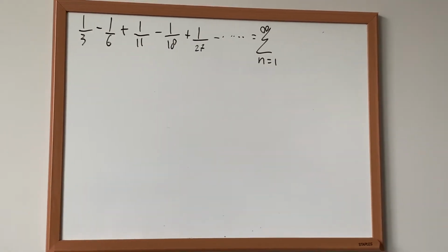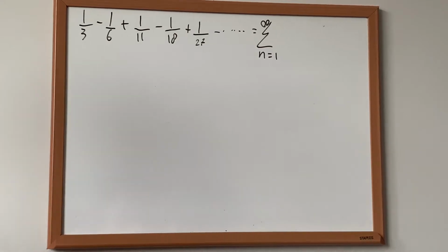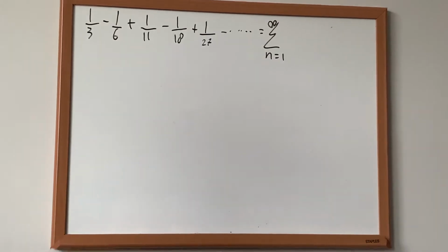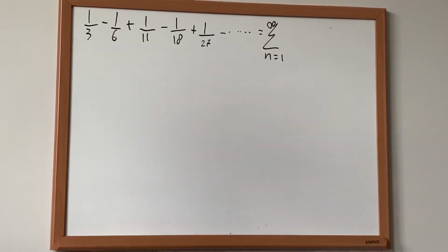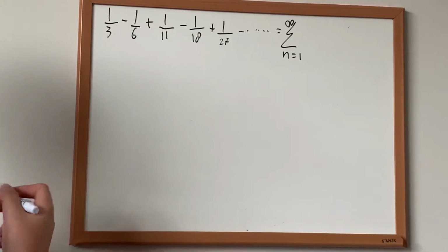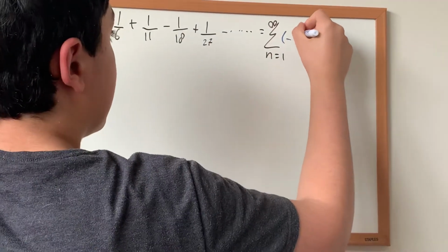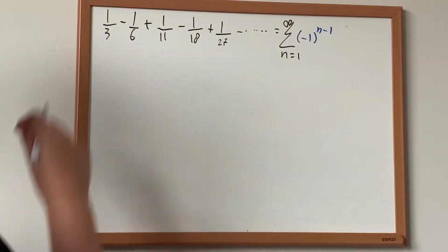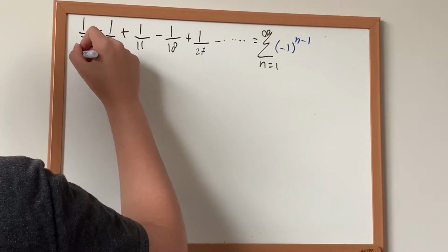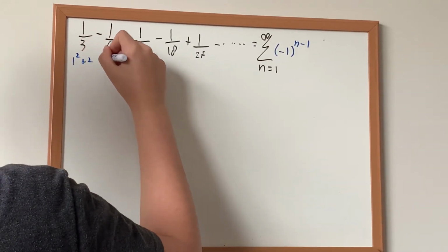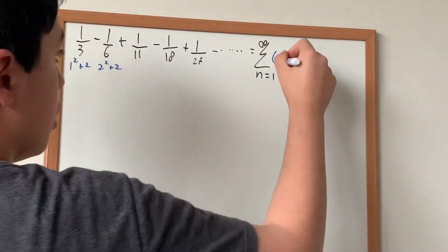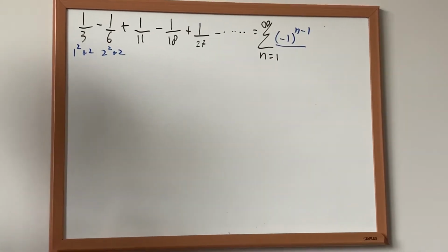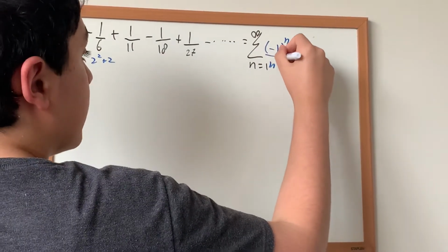So you have this series, but we don't know the formula. The terms are 1/3 minus 1/6 plus 1/11 minus 1/18 plus 1/27. Clearly, because 1 is common, one part of the series we can write as -1 to the n minus 1 power. And then you can see that in the denominator, 3 is the same as 1 squared plus 2. This is 2 squared plus 2, and so on. So we can write it as -1 to the power of n minus 1 over n squared plus 2.